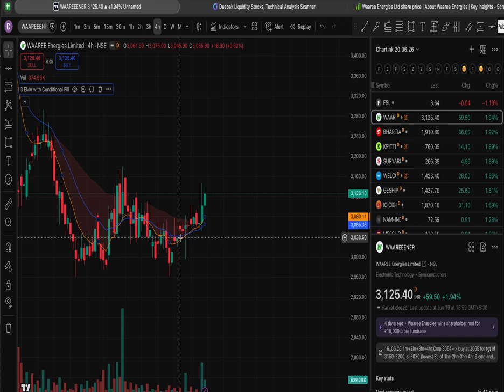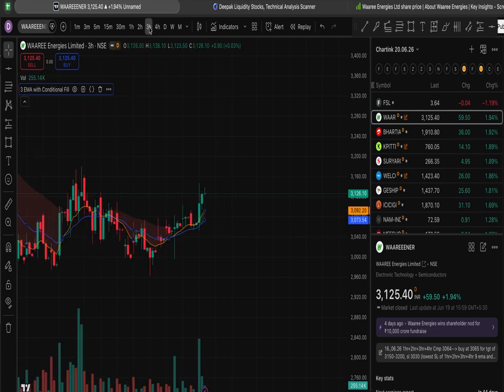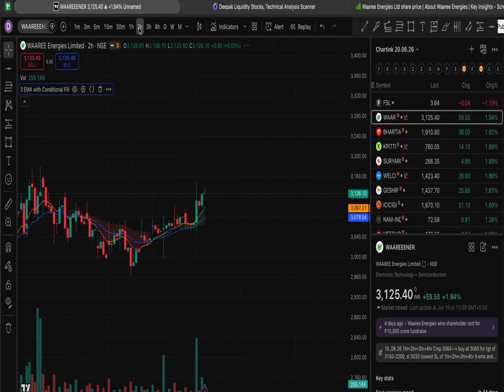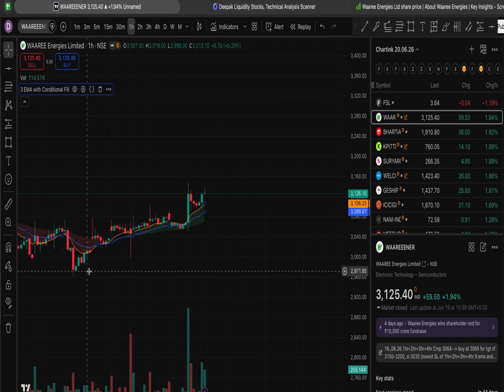But you have to see on every time frame: 4 hours, 3 hours, 2 hours, and 1 hour. You can see if the stock is in downtrend, it will go below the 9 EMA, and if it is in uptrend, it will cross both the 9 EMA and 20 EMA. But the important thing here is that 9 EMA should be above the 20 EMA, and the stock price in this time frame should be above the 9 EMA too.